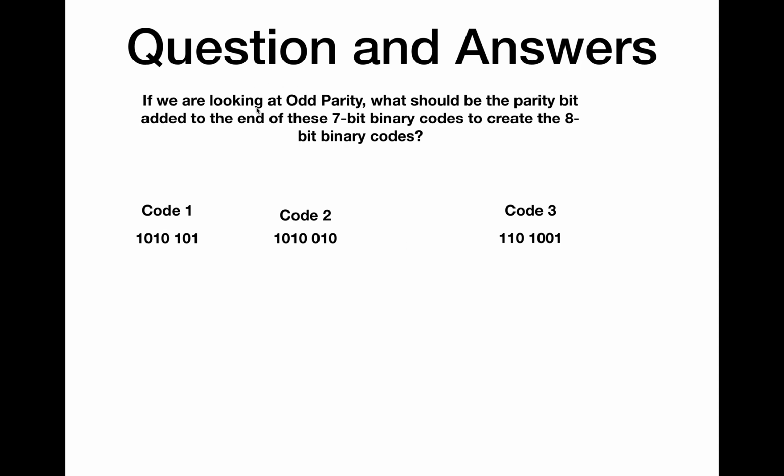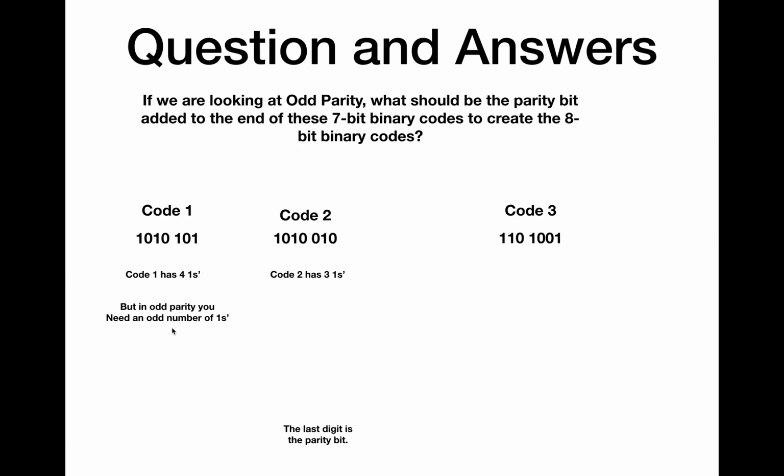Questions and answers. If we are looking at odd parity, what should be the parity bit added to the end of these 7-bit binary codes to create the 8-bit binary codes? Pause the video and think what you will do. Okay, let's have a look. Code 1 has 4 ones in it: 1, 2, 3, 4. But in odd parity, you need an odd number of ones.